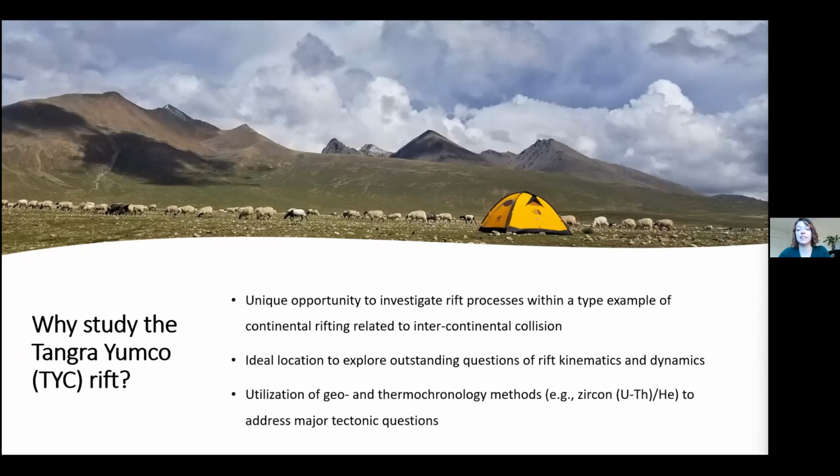It also provides an ideal location in which the structures are well exposed and unconcealed by layers of sediment or water to explore outstanding questions concerning the kinematics and dynamics of young continental rifts. And finally, the TYC rift acts as an excellent field laboratory to utilize methods such as zircon uranium-thorium-helium thermochronology to address major tectonic questions.